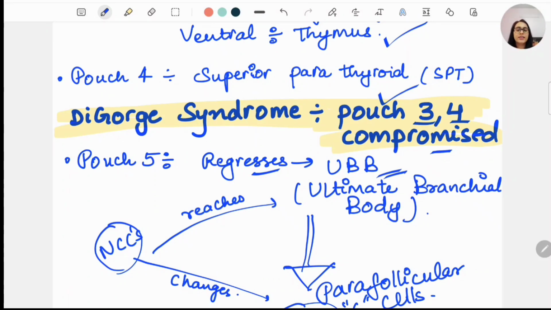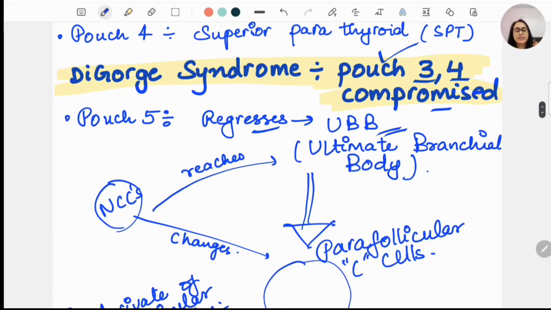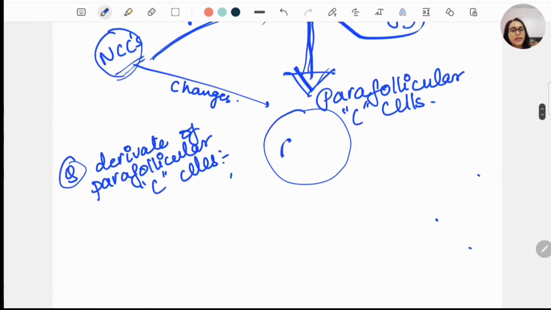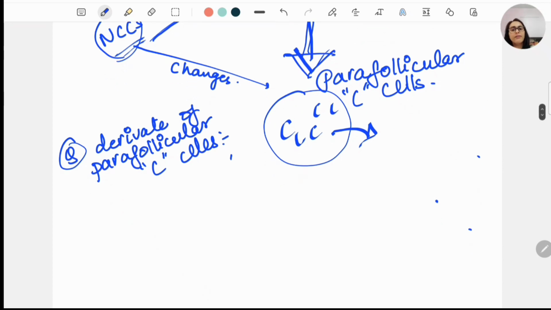There is a question that has been asked: the derivative of the parafollicular C cells. Now let's talk about the ultimobranchial body, which is a regression of the fifth pouch. Neural crest cells reach the ultimobranchial body, which regresses. This ultimobranchial body is going to make changes in the parafollicular C cells. Then these parafollicular C cells release calcitonin hormone. So for the derivative of the parafollicular C cells, the first best choice is going to be neural crest cells.